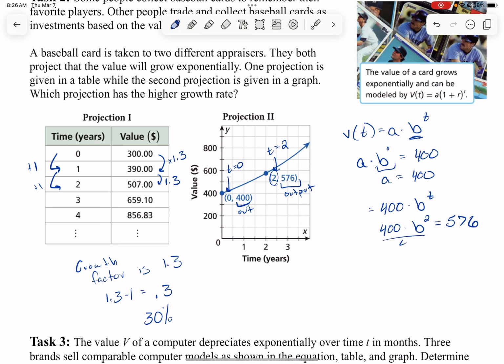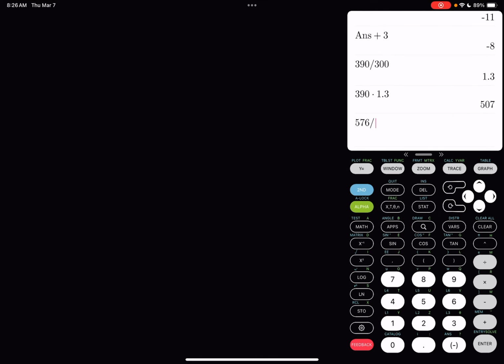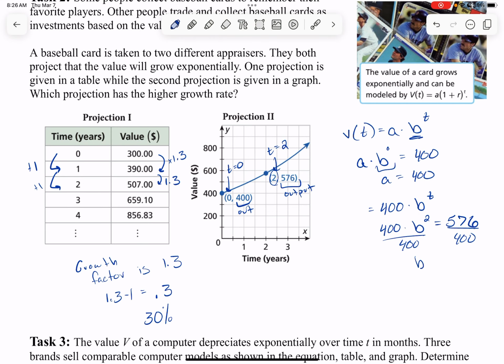So I need to solve for B to the second. I have to divide both sides by 400. So I need to take 576 divided by 400, which is 1.44. B to the second is 1.44. So if B to the second is 1.44, B would be equal to the square root of 1.44.